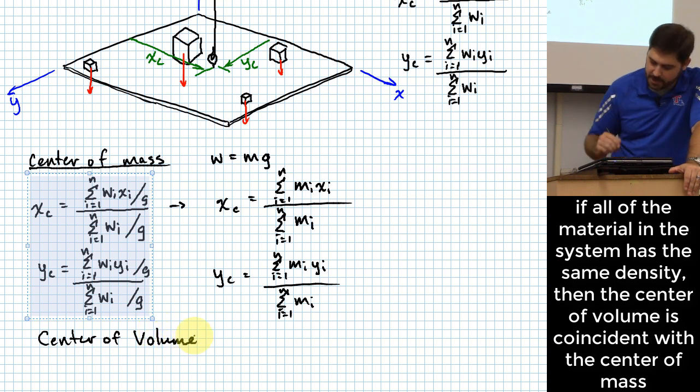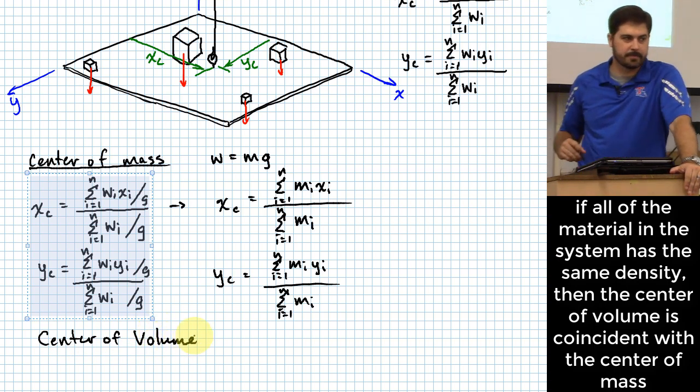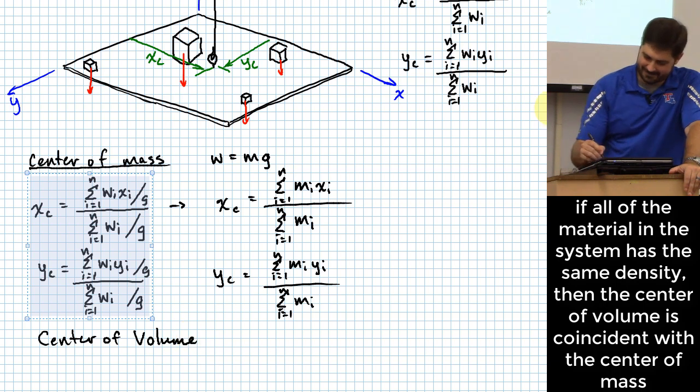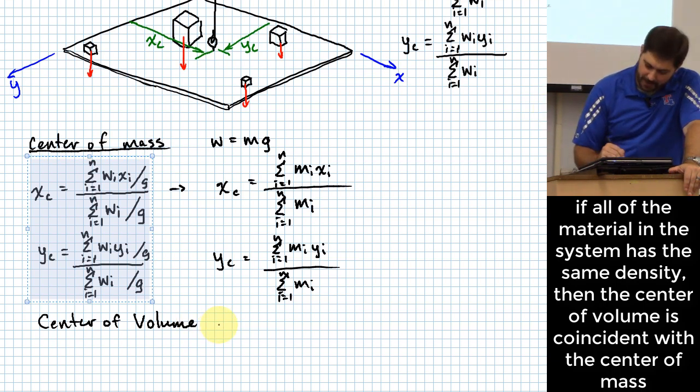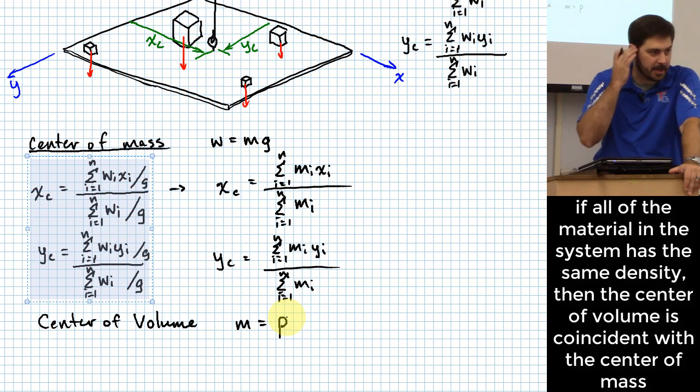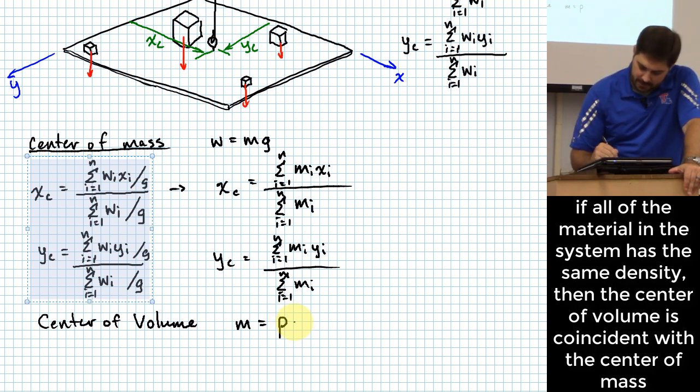Okay? What's the relationship between mass and volume? Okay, it's related by density, right? So we can basically say that mass is equal to what? Density, which rho is a lot of times a variable used for density, times volume.